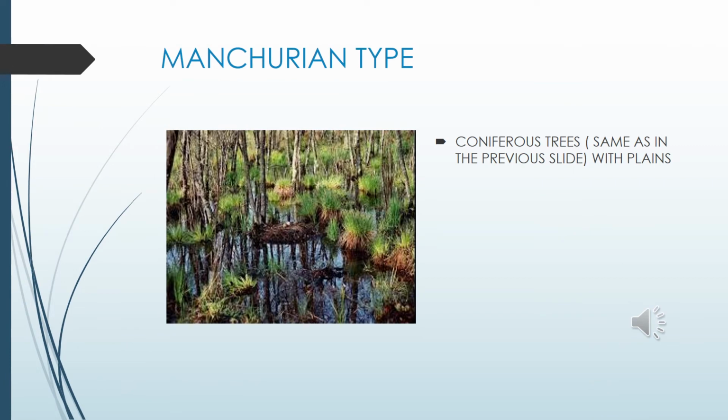Next is Manchurian type vegetation. Coniferous trees, with the plains used for growing crops. In the picture you can see a forest you will find in Manchurian type climate.